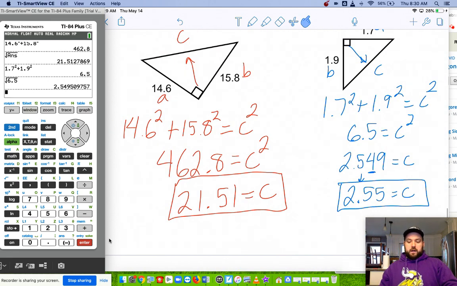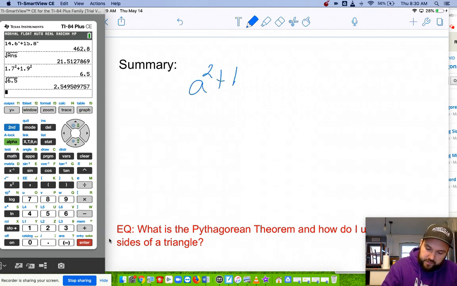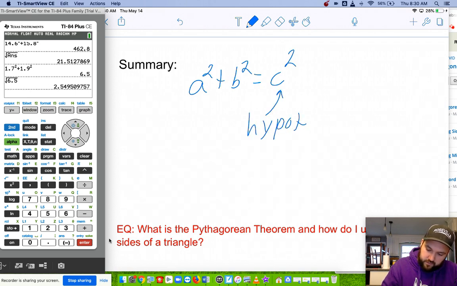So that is our Pythagorean theorem. How do I use it to find sides of a triangle? A squared plus B squared equals C squared, where C is the hypotenuse. And this only works for right triangles.